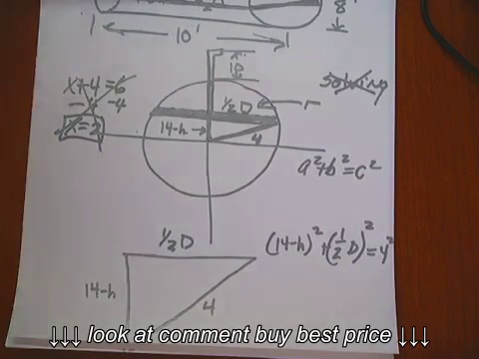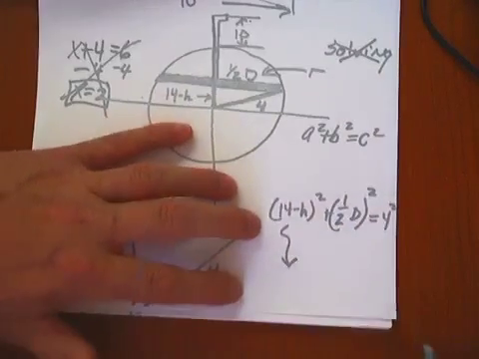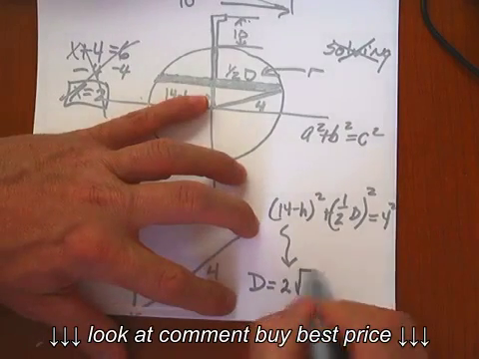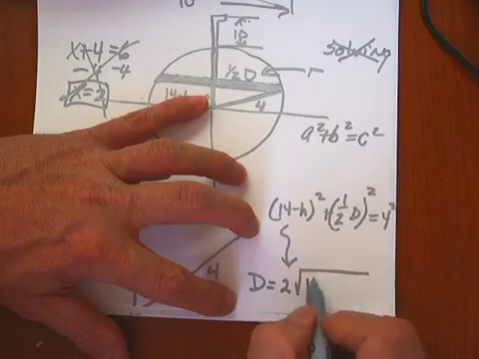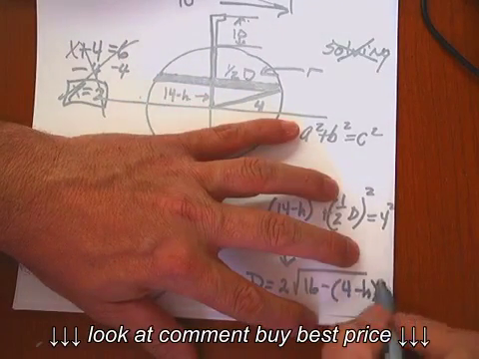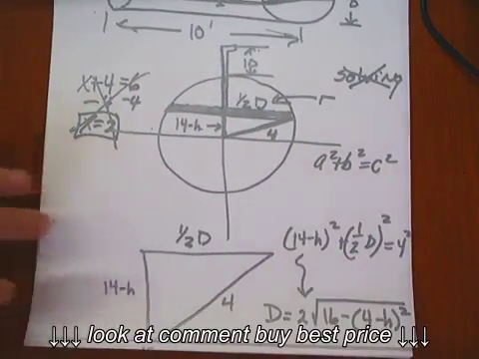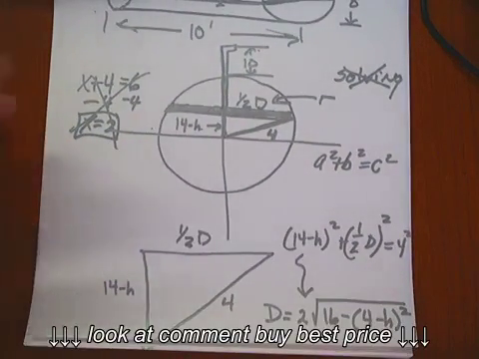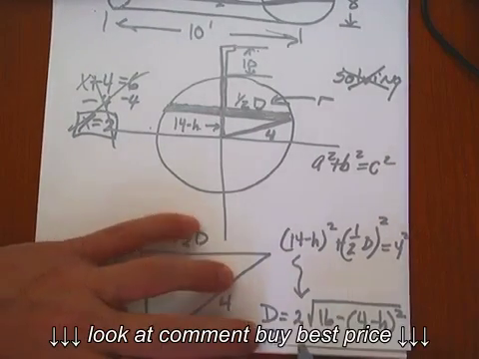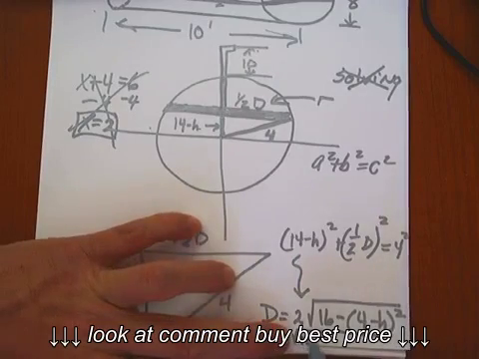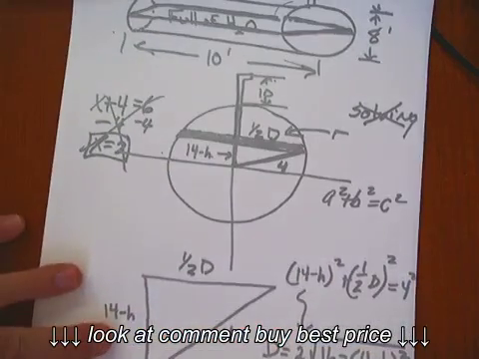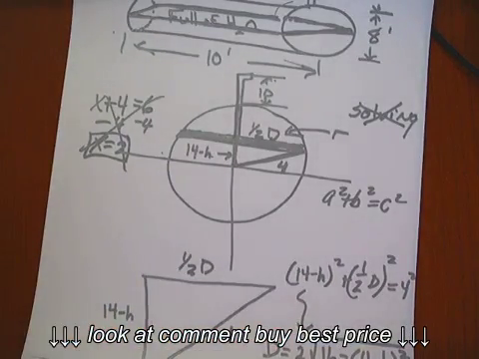When you work that out and solve for d, I'm just going to draw a squiggle here, you can do the algebra. d is equal to 2 times the square root of 16 minus (4 minus h) squared. And that is your d. Now, of course, for the radius you divide that by 2, so the radius is equal to the square root of 16 minus (4 minus h) squared.